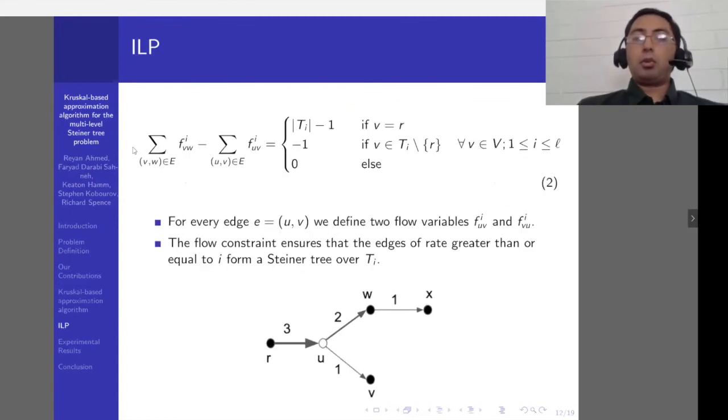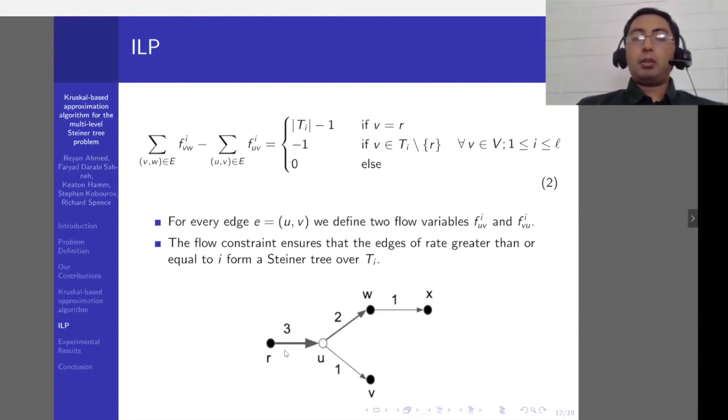Equation 2 is the flow constraint, and we have some flow variables here. For every edge e equal to uv, we define two flow variables, f_i(uv) and f_i(vu), which means that the flow can either go from u to v or v to u. The flow constraint ensures that the edges of rate greater than or equal to i form a Steiner tree over T_i, where T_i is the set of terminals at level i.